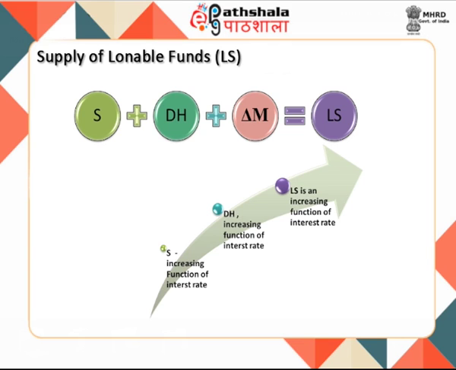The supply equation is LS = S + DH + delta M, where S is equal to the aggregate savings of all households and firms net of their dissaving, which is an increasing function of the interest rate. DH equals aggregate dishoarding of cash, which is also an increasing function of the interest rate. Delta M equals the incremental supply of money given autonomously. Hence, LS is an increasing function of the interest rate.